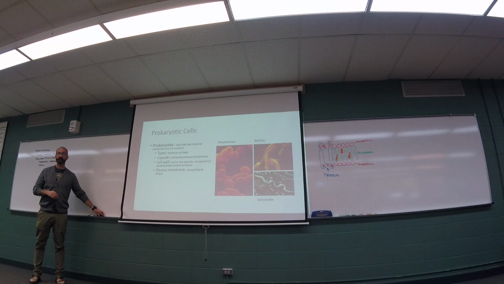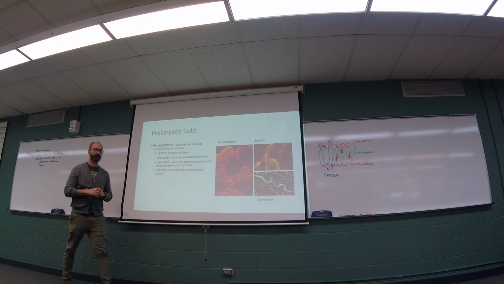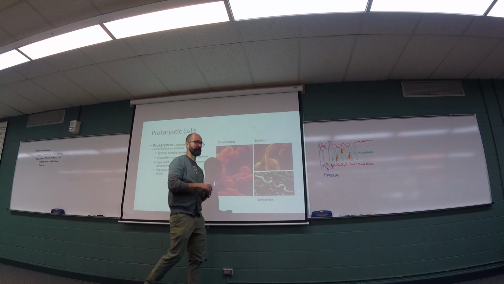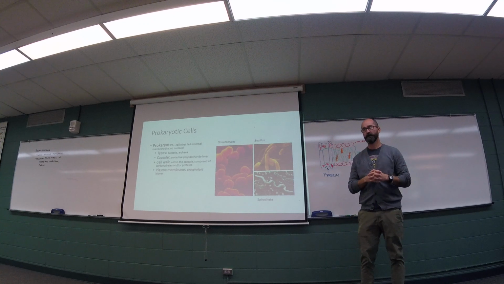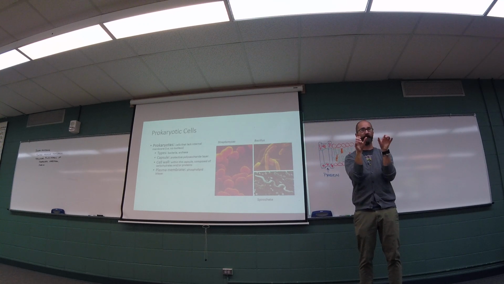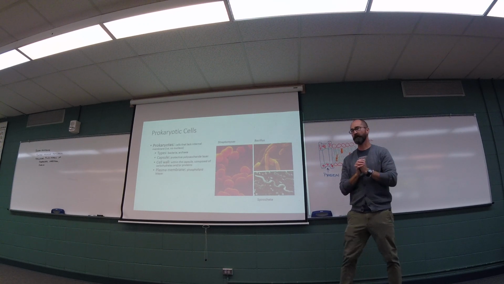Then inside the cell wall, so we go capsule, cell wall, we have the plasma membrane. And as you know, the plasma membrane is a fluid mosaic of phospholipid bilayer that consists of phospholipids, proteins, and cholesterols. So that's the stuff that surrounds prokaryotic cells.